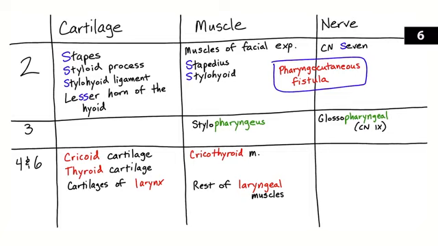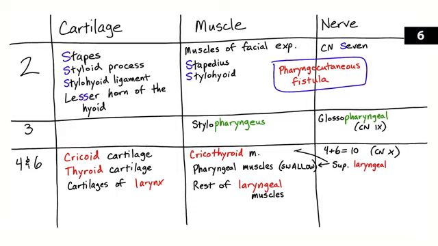4th comes before 6th, so 4th gets to choose first. The 4th arch also develops into the pharyngeal muscles, which are involved in swallowing. And since we're talking about the 4th and 6th arches, 4 plus 6 gives you cranial nerve 10, or the vagus nerve. The superior laryngeal branch of the vagus innervates the muscles that came from the 4th arch, the muscles involved in swallowing. And the recurrent laryngeal branch of the vagus nerve innervates those laryngeal muscles that came from the 6th arch, which are needed for speaking.